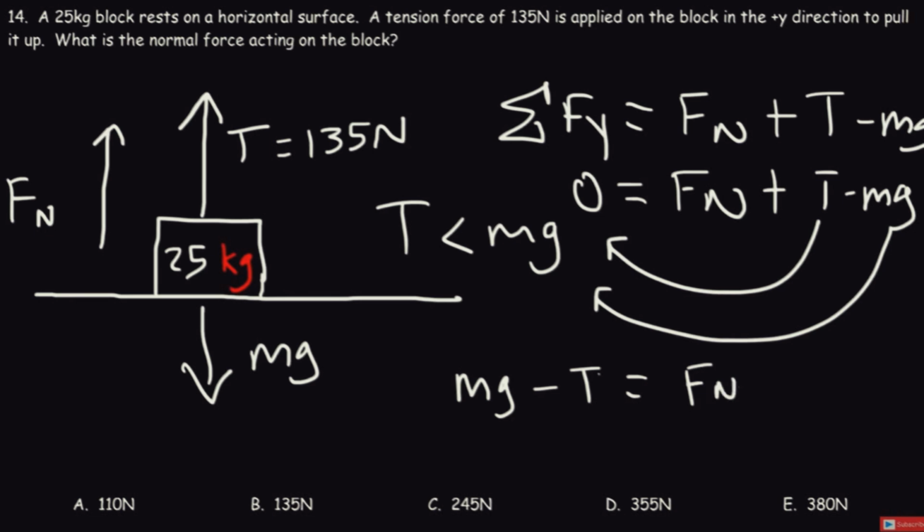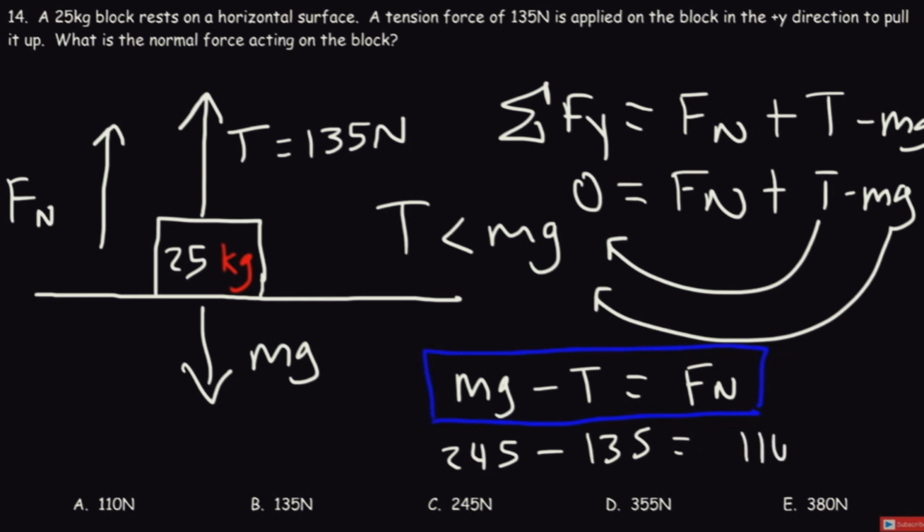So the normal force in this example is the difference between the weight force and the tension force. Now we know the weight force is 245 newtons. It is 25 times 9.8 minus the tension force of 135. That will give us the normal force of 110 newtons. So in this case, answer choice A is the right answer.